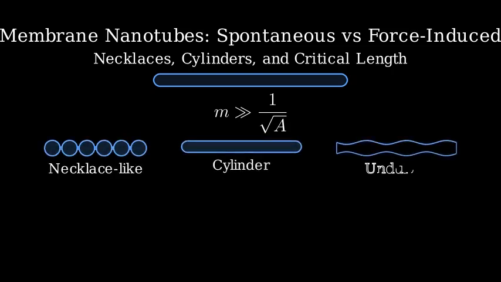1. A necklace-like tube, a chain of little spheres connected by necks. 2. A cylindrical tube with constant radius. 3. Unduloids, which smoothly interpolate between necklaces and cylinders.